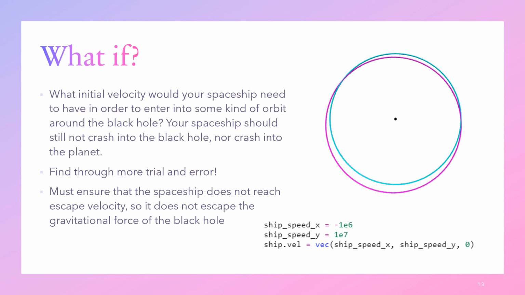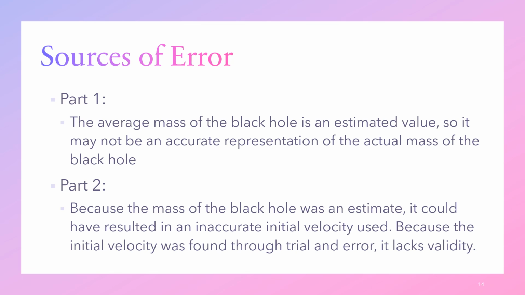What initial velocity would your spaceship need to have in order to enter into some kind of orbit around the black hole? I had to find this initial velocity through more trial and error using the same code as before. I also had to ensure that my spaceship did not reach escape velocity so that it did not escape the gravitational force of the black hole. In order to orbit the black hole, I found that my spaceship should have an initial velocity of negative 1 e to the 6 meters per second in the x direction and 1 e to the 7 meters per second in the y direction.